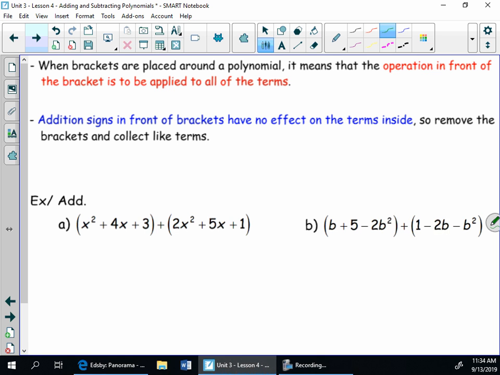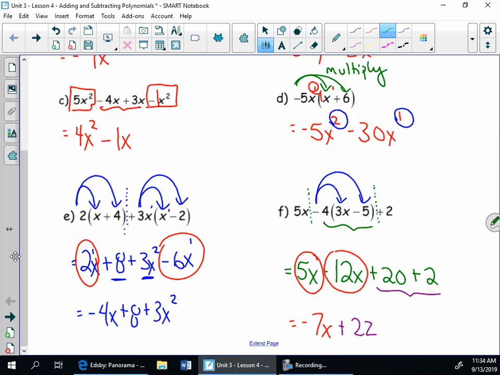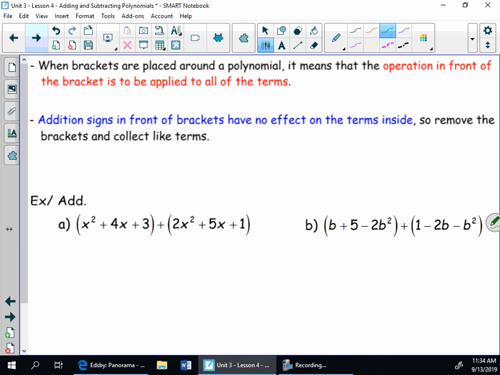Okay. So we're going to keep going with this idea of brackets. Sometimes when we get brackets, they have a number out front, like in the last one. We had -4, right? We expanded by multiplying by -4. Sometimes, as we've said, you don't see the number in front, which means you can put the number 1 there. And once you put the 1 there, get rid of your brackets, collect like terms, same old, same old.